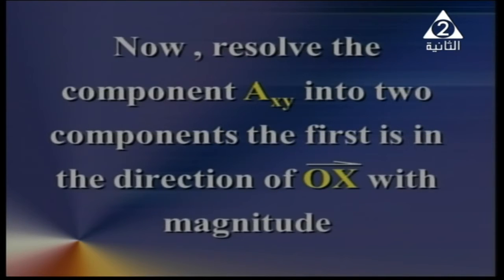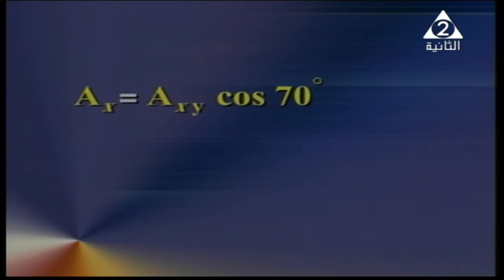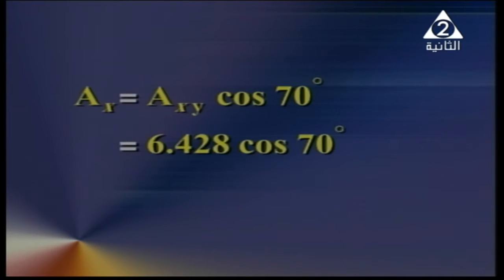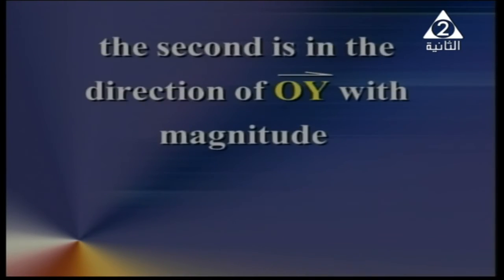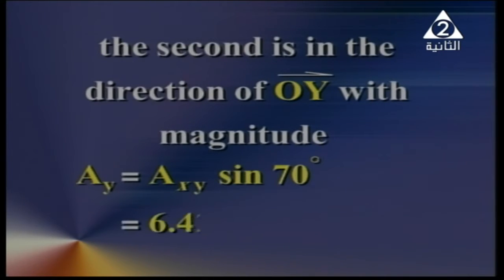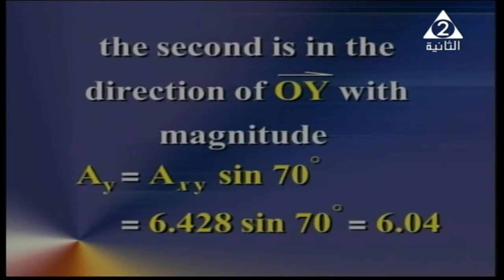Then resolve the component AXY into two components. The first on OX with magnitude AXY cosine 70 equals 6.428 cosine 70, and the answer is 2.2. The second in OY with magnitude AXY sine 70. By substitution, AXY is 6.428, so 6.428 sine 70, and the answer is 6.04.